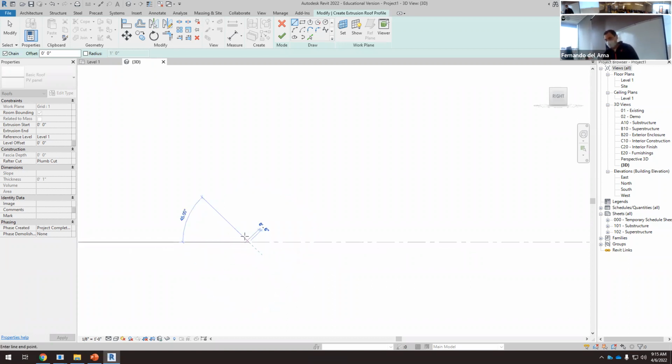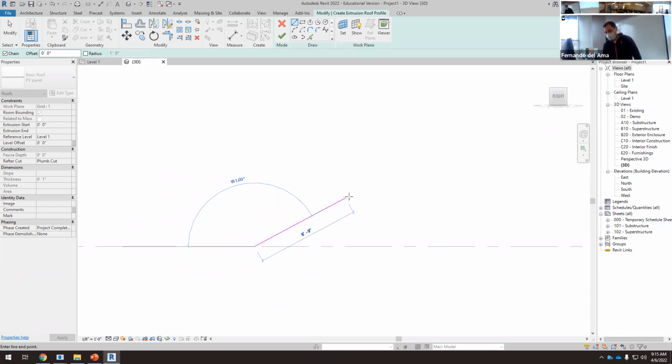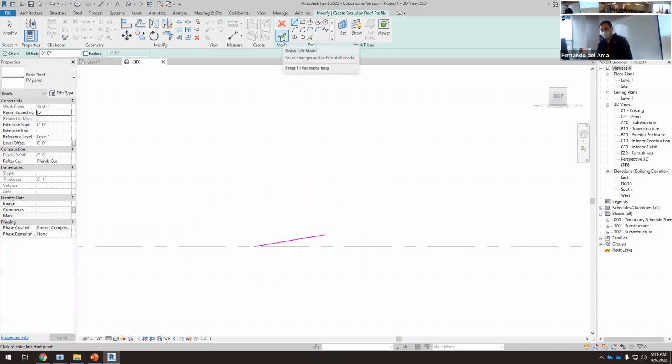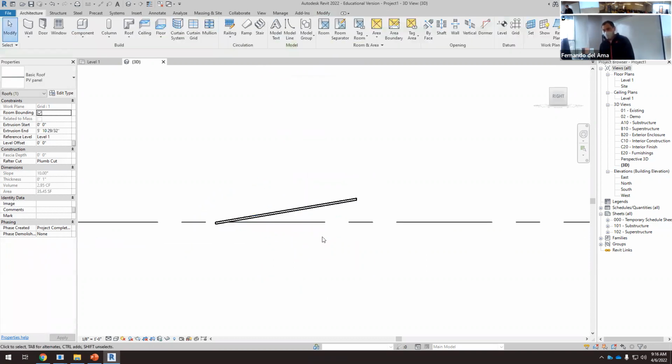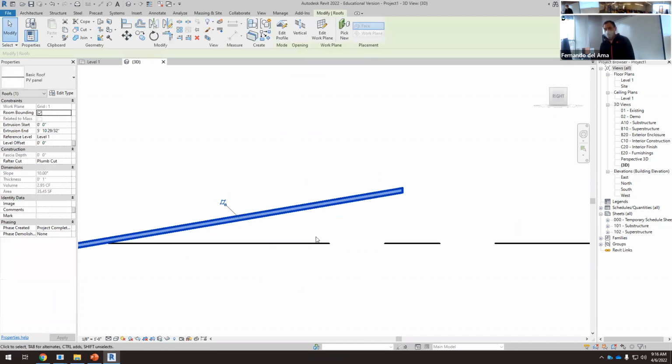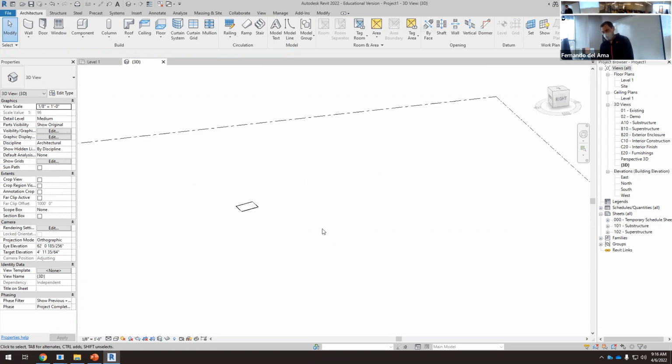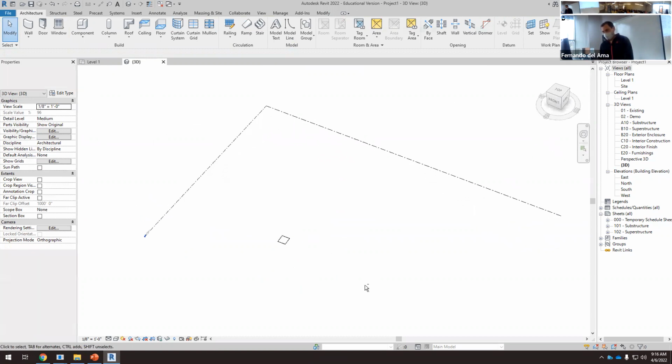We can make it 6 feet. Okay, so it's 170 and 6 feet. This is the PV array. We click OK, and now we see that we have something very thin, the 1 inch roof that we have created. We rotate this, and there you go.